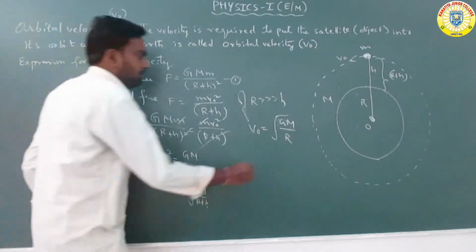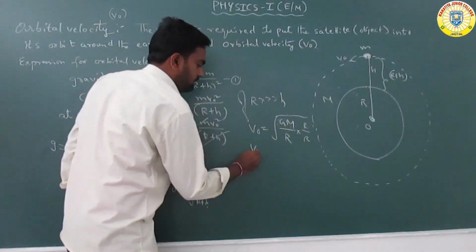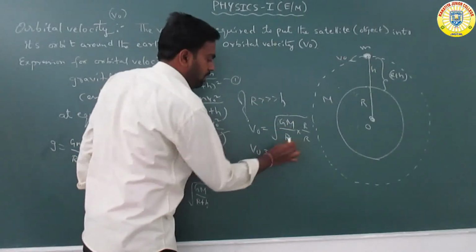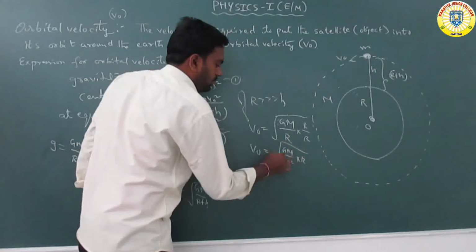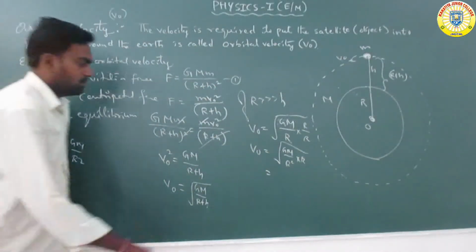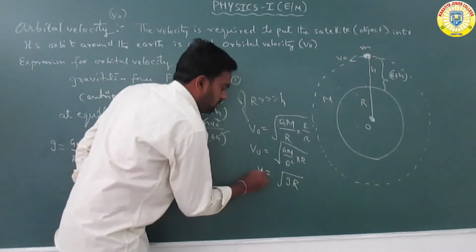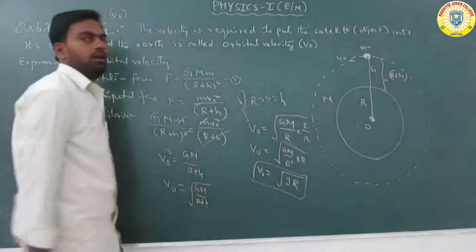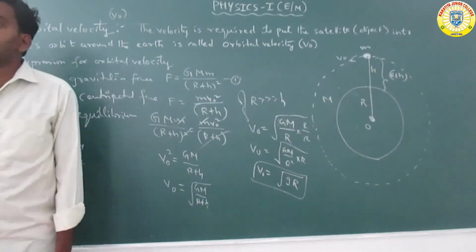Now multiply and divide with respect to r. So v naught is equal to the square root of (G M by R square) into R. G M by R square means we can write small g. So v naught is equal to the square root of small g into R. That is the velocity of the object represented in terms of small g.